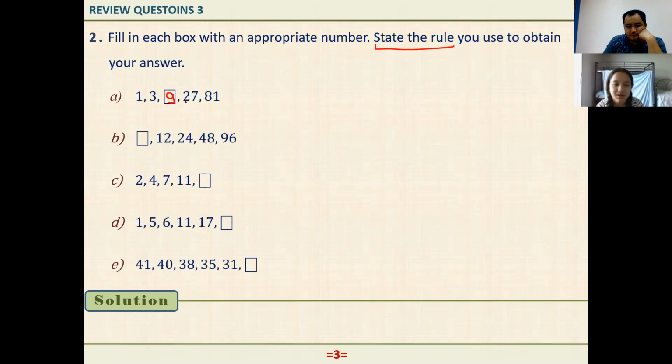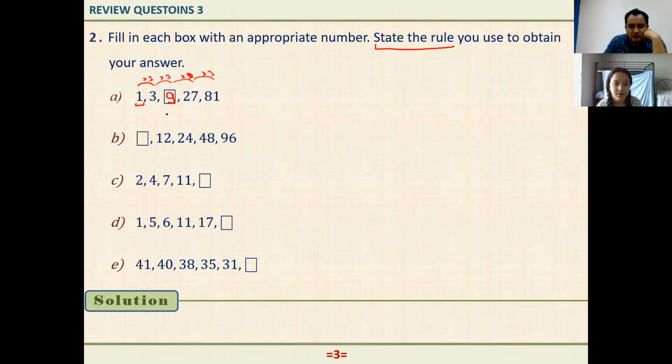1, 9 times 1 is 9, right? 3 times 3 is 9. Yeah, that's correct. So start with 1, and we are multiplying by 3. This one multiplied by 3, we get 3. Multiply by 3, we get 9. Multiply by 3, we get 27. Multiply by 3, we get 81.